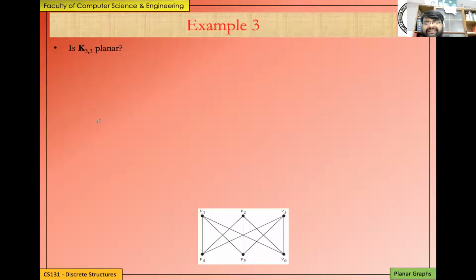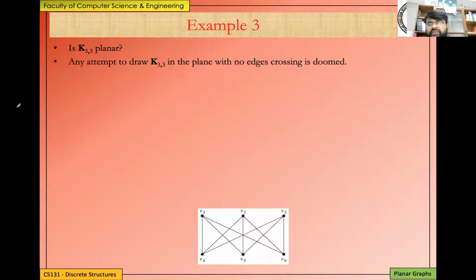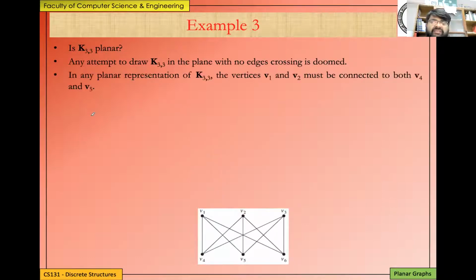So for example, let's take the same example. Is K33 planar? Is this graph planar, right? The idea would be to draw the planar representation. However, any attempt to draw K33 in the plane with no edges crossing is doomed. It cannot happen. It cannot work. You can try that. Whatever you do, you will not be able to avoid the line crossing. So K33 is not planar.